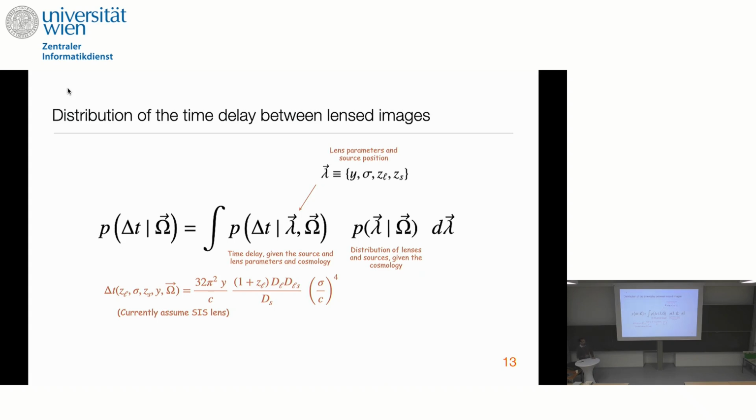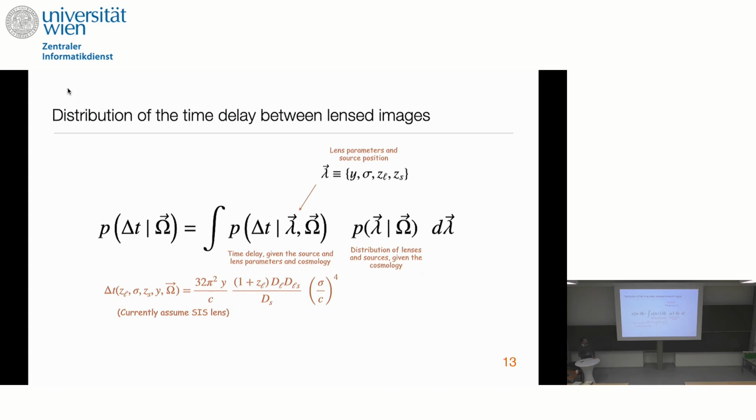And the cosmological parameters. So, if you have some distribution of these astrophysical parameters, lambda, given these cosmological parameters, we can basically marginalize this over these nuisance parameters, lambda, to get the expected distribution of the lensing time delay given a set of cosmological parameters.